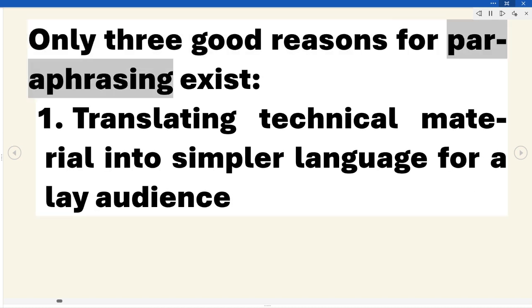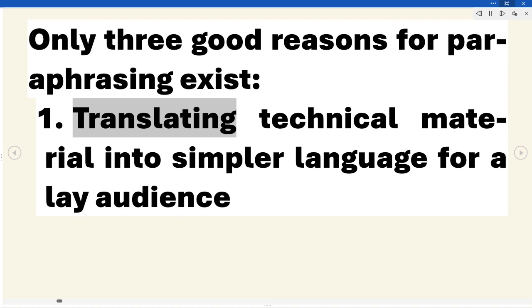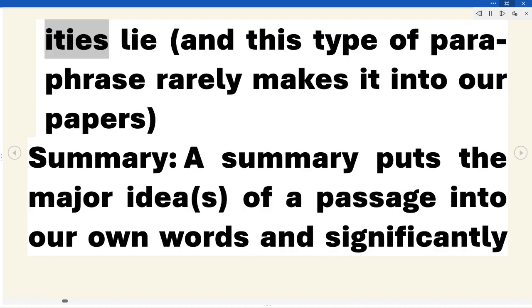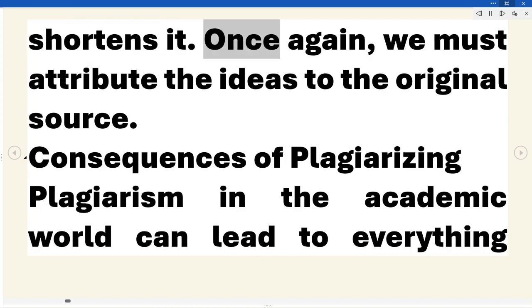Only 3 good reasons for paraphrasing exist. Translating technical material into simpler language for a lay audience. Paraphrasing because a professor has explicitly requested that we do so. Translating a poem into simpler language so that we can understand where the ambiguities lie, and this type of paraphrase rarely makes it into our papers. Summary. A summary puts the major idea of a passage into our own words and significantly shortens it. Once again, we must attribute the ideas to the original source.